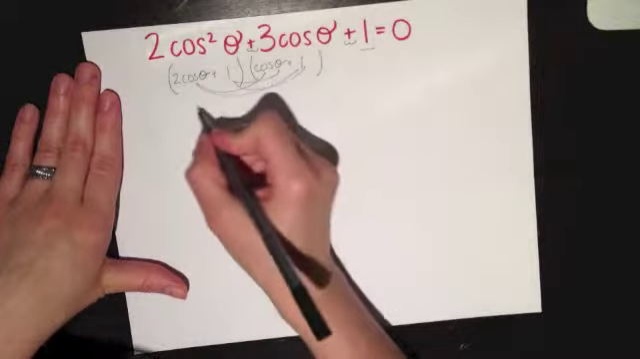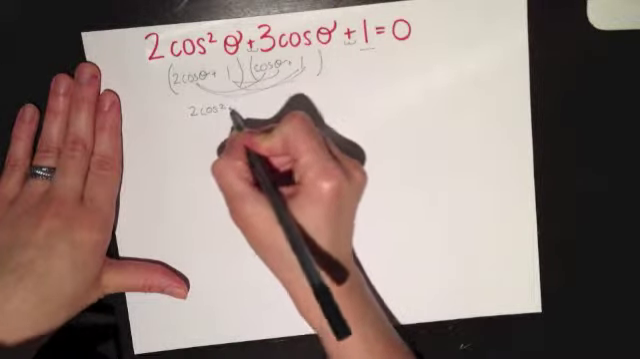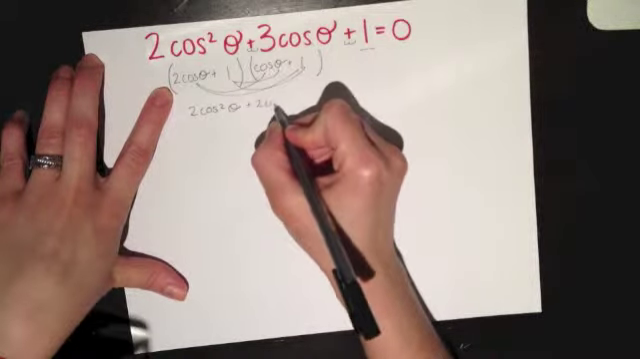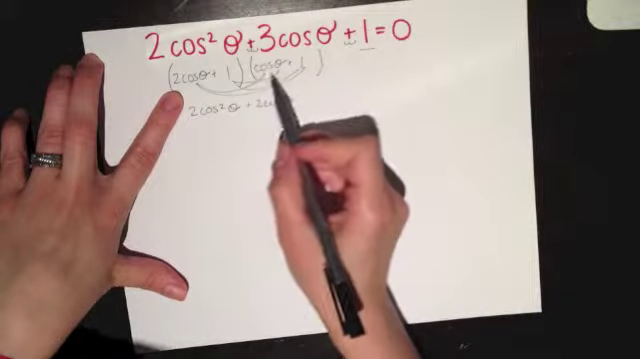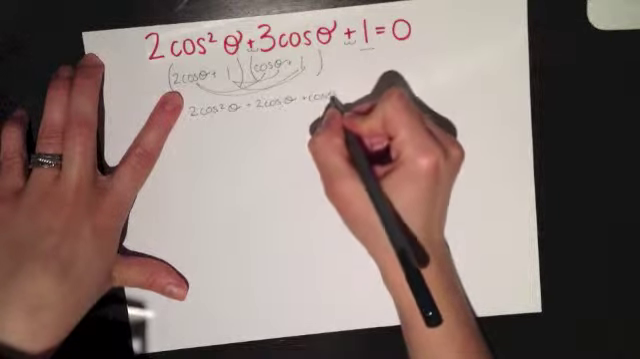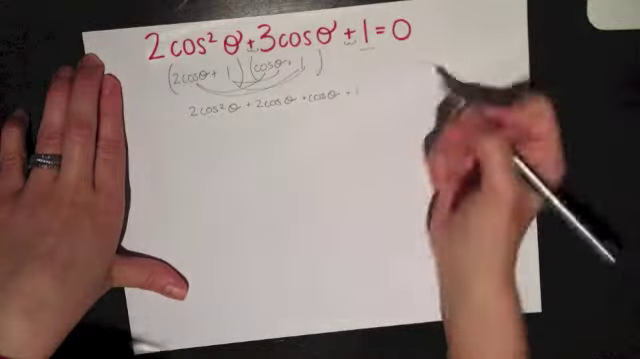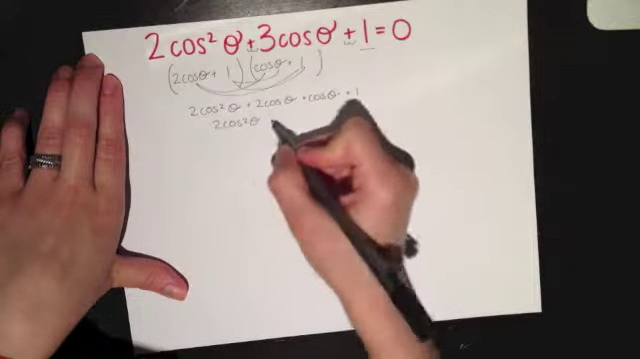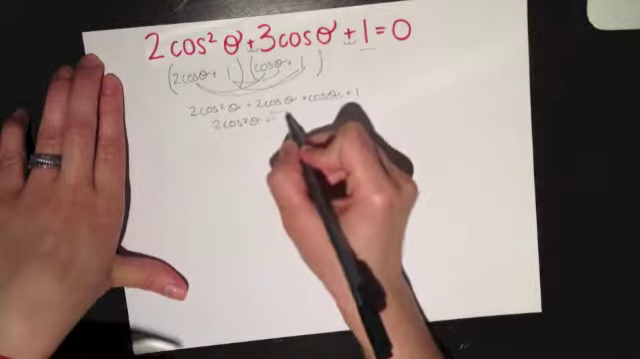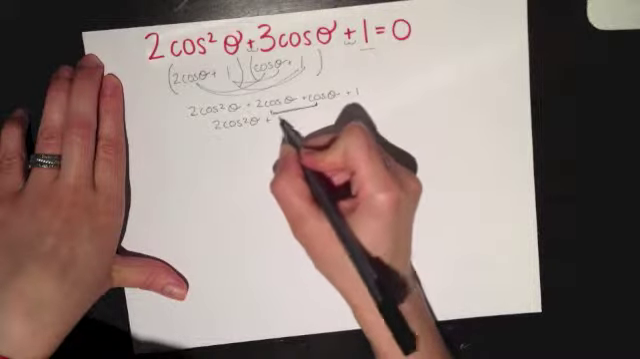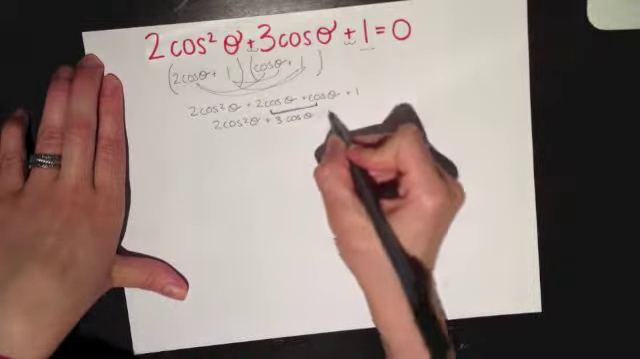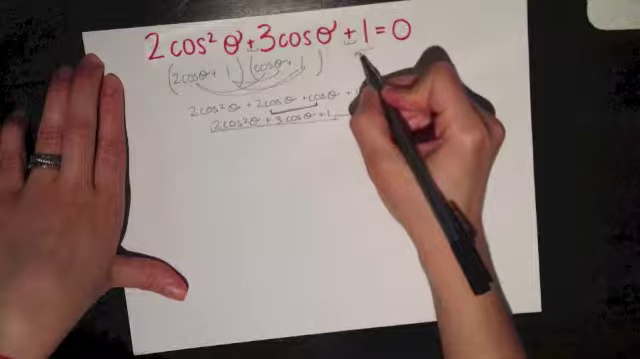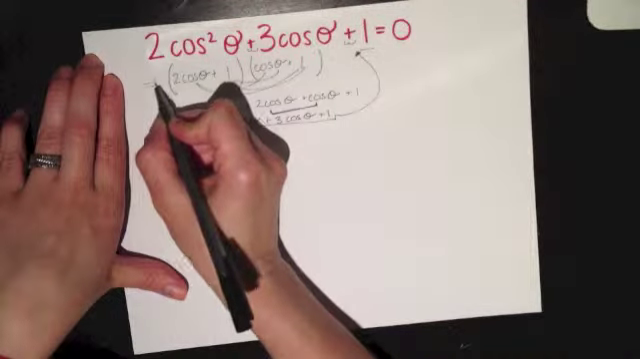2 cos of theta times cos of theta is 2 cos squared of theta. 2 cos of theta times 1 is 2 cos of theta. 1 times cos of theta is cos of theta, and 1 times 1 is 1. So now 2 cos squared of theta plus, we can combine these two like terms, 3 cos of theta plus 1. Since this one and this equation match, we are correct with these.